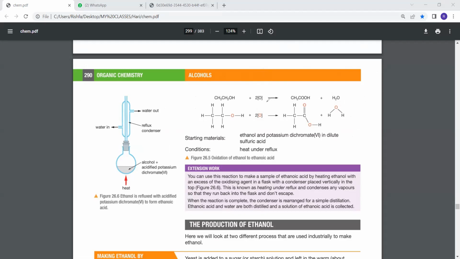But you should know the balanced equations. It's 2[O], because one oxygen is from here, and then one oxygen goes here. Balancing the equation. Can you take this whole thing down? And now the conditions: heat under reflux. I'll explain what this reflux is. Do you know what heating under reflux is, and why we have a condenser here?